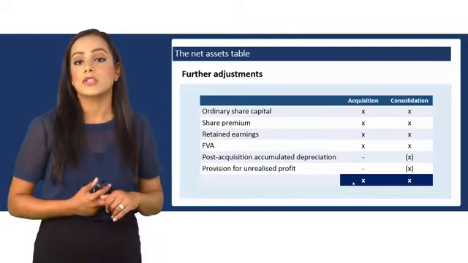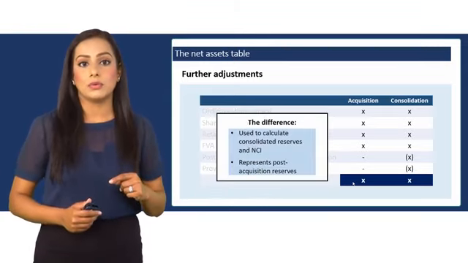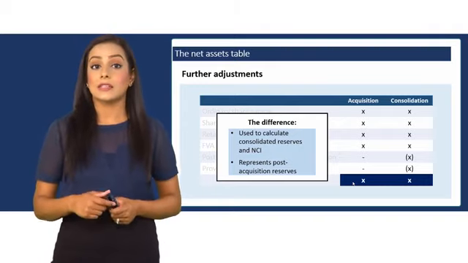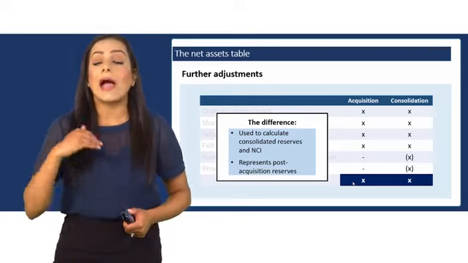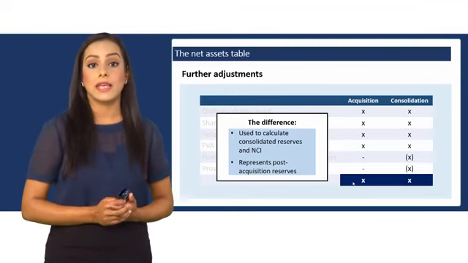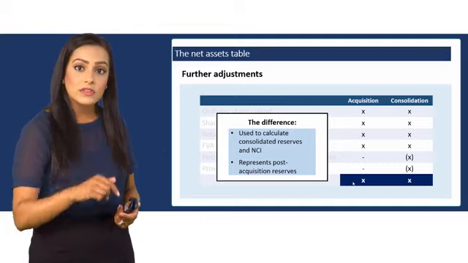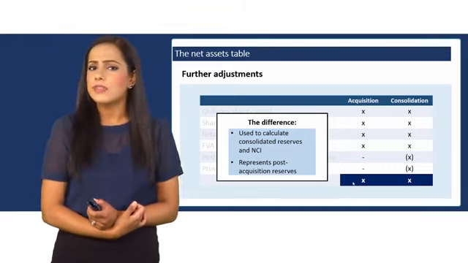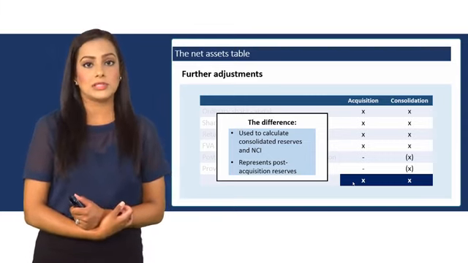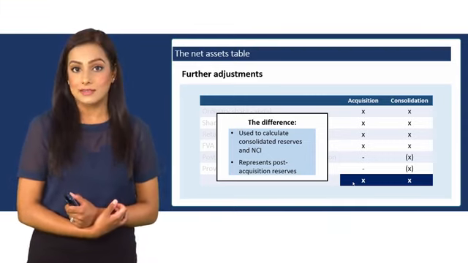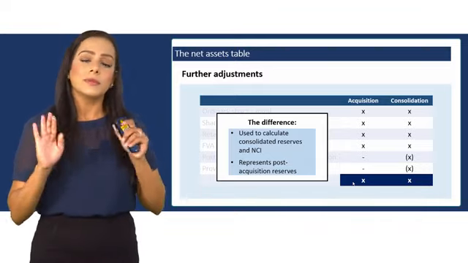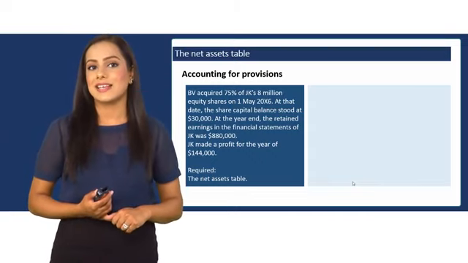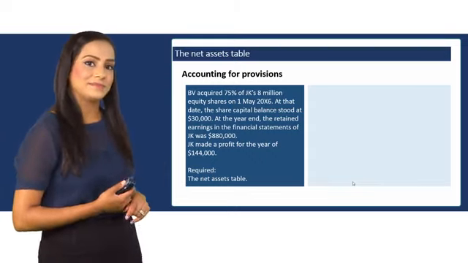Whereas the sum of the consolidations column is equally as important because the difference between the two totals is going to be used to calculate the NCI working and the retained earnings working to be shown on the SFP. The difference between these two represents the post-acquisition growth of the subsidiary. So these two totals are extremely important. Before we move on to the next step, let's have a go at practicing preparing the subsidiary's net assets table. Let's take a read.